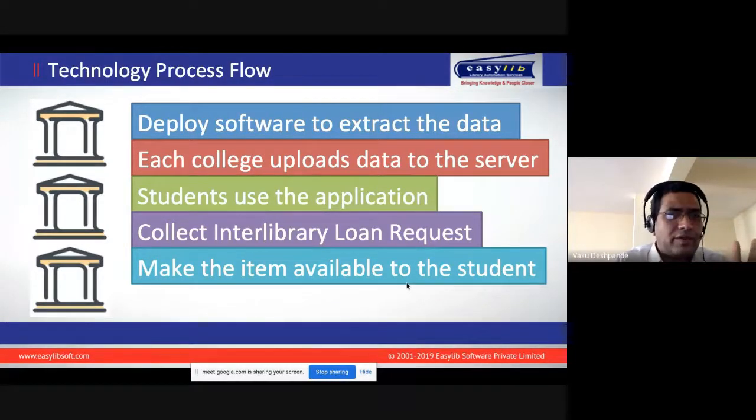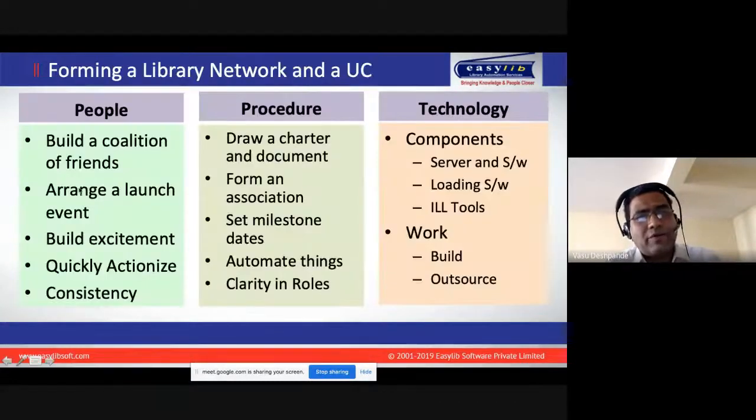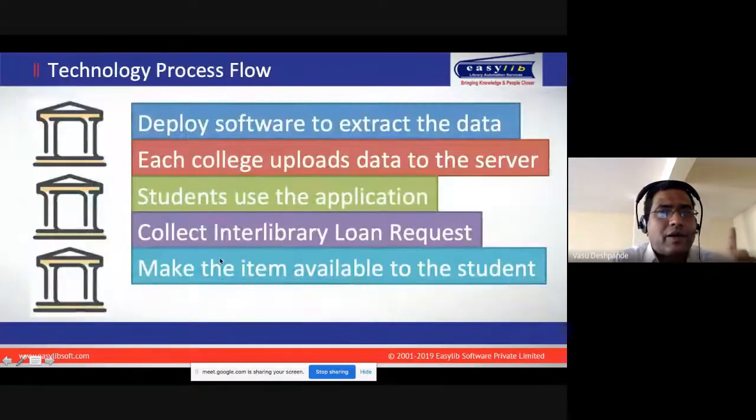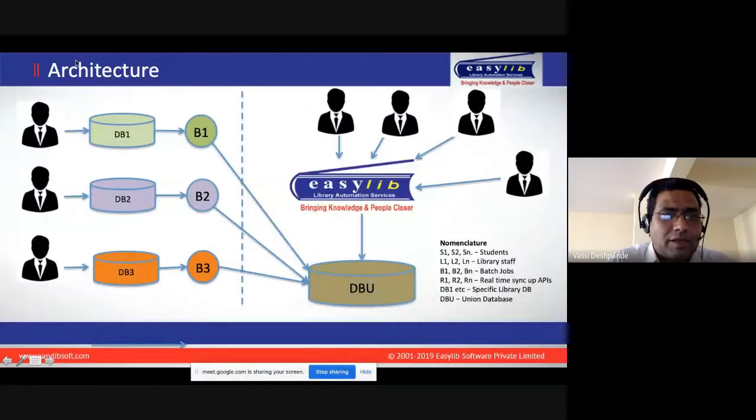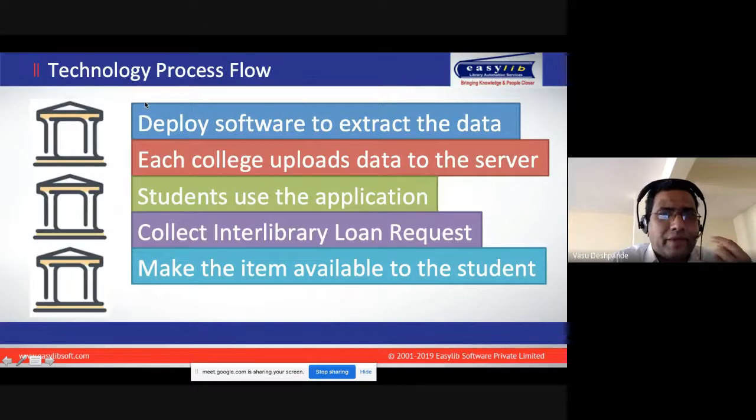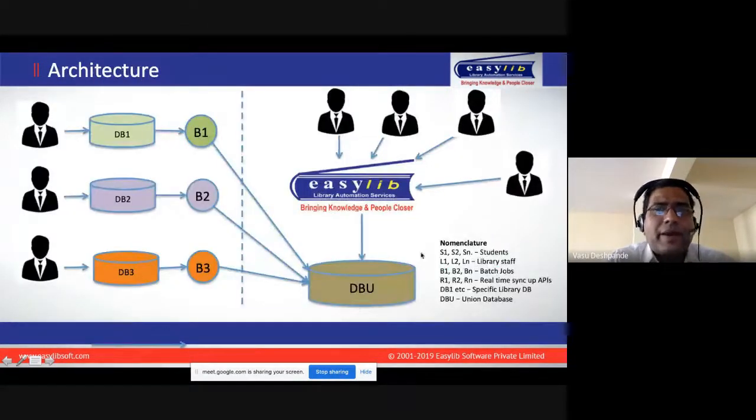First thing that you want to do is, assuming that you have already done these 2 parts, people and procedure part, deploy the software to extract the data, right? Because each of the colleges is using some library software, whether it could be Easylib or some other software. Either is fine. You deploy that extra component to download the data. Then each of the colleges will upload to the main database here. If it is automatic, it can go through FTP and get automated.